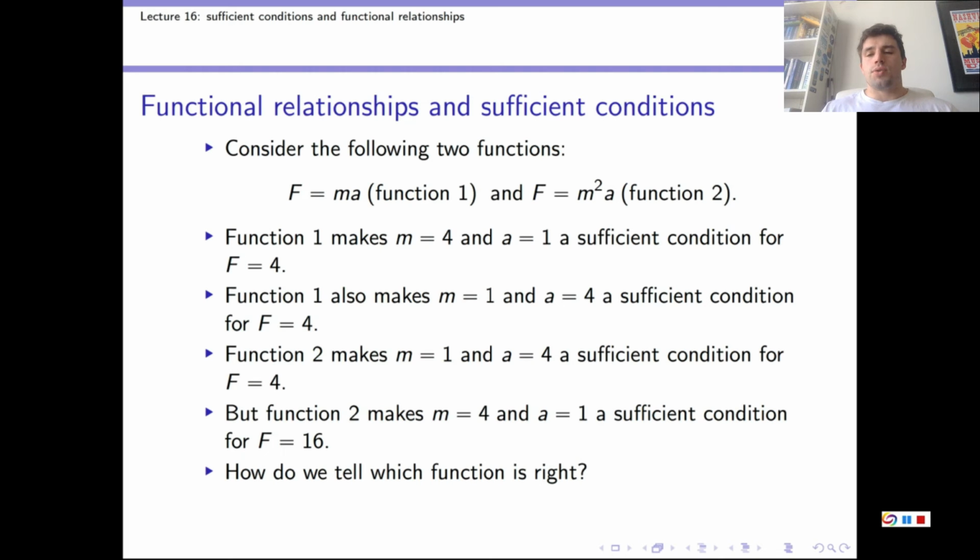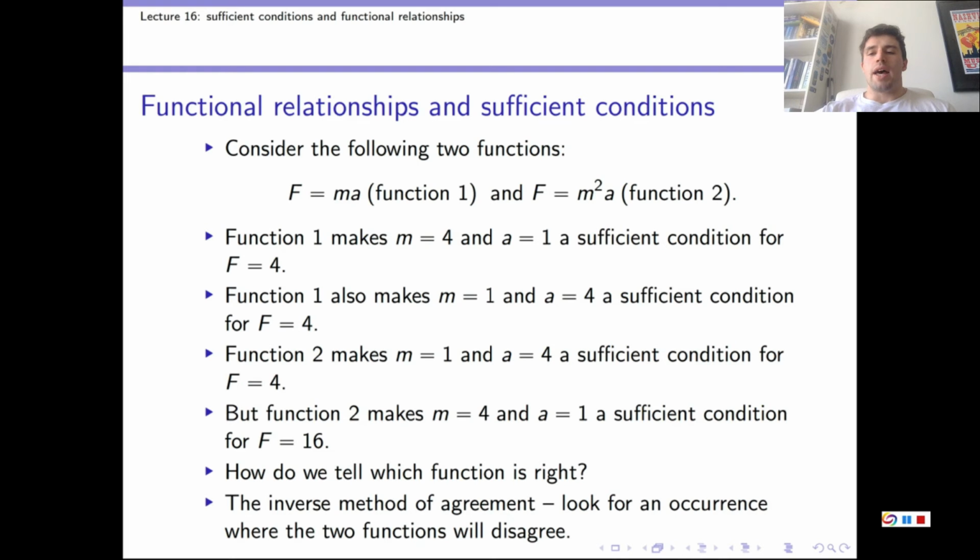Now, since f equals 4 and f equals 16 are mutually exclusive physical properties, they cannot both be present at the same time. And using this, we can use Mill's methods to eliminate one of the 2 functions as giving the correct sufficient conditions. And the key is to use the inverse method of agreement. We only have to look for an occurrence where m equals 4 and a equals 1 because that's where the 2 functions disagree, and then to see whether f equals 4 or f equals 16 is present in that occurrence. All we're doing here is applying the inverse method of agreement.